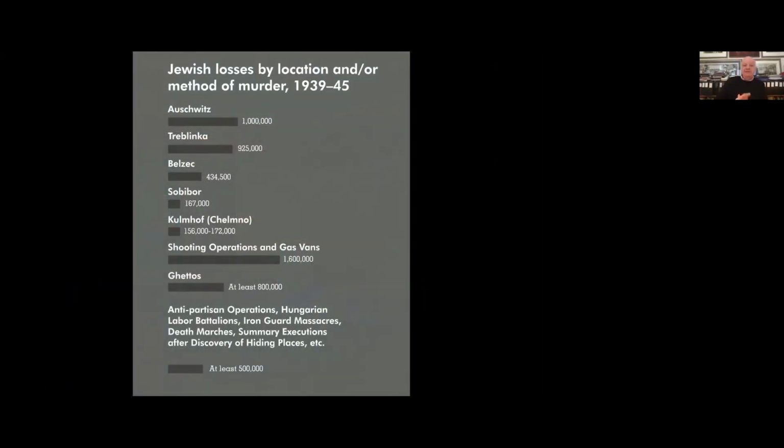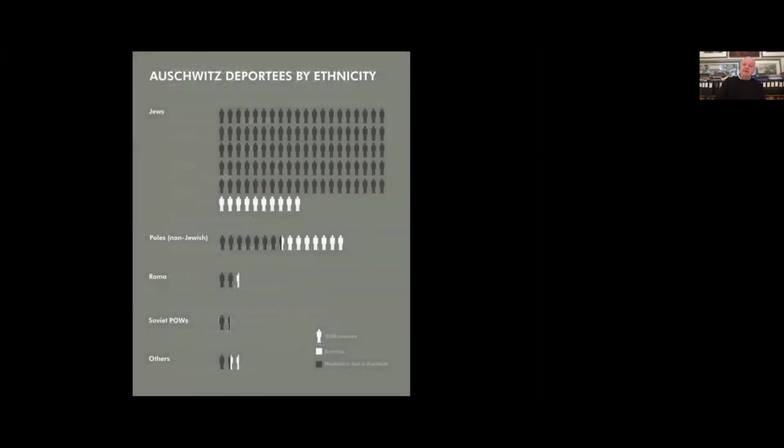And just here some statistics. The importance of Auschwitz in the Holocaust. It has the largest number of victims in a single place. Of course, Treblinka is a good runner-up, but this basically shows you where the 6 million Jews were murdered, and then also about Auschwitz itself, a graphic that shows the largest victim groups.